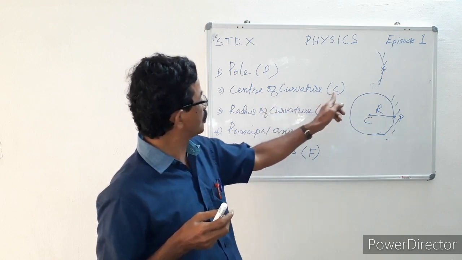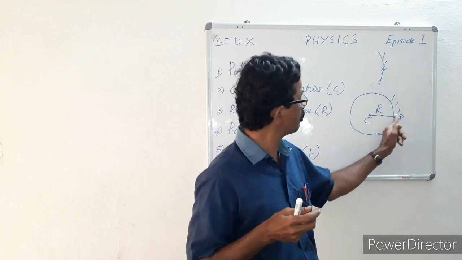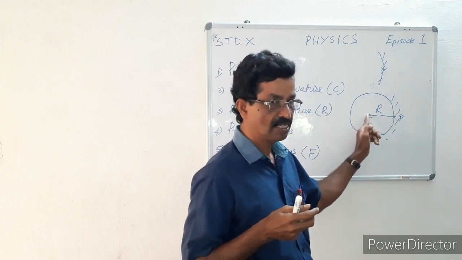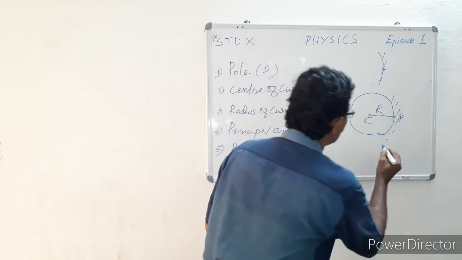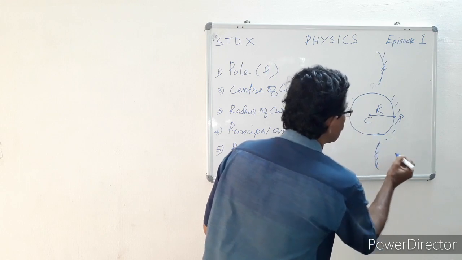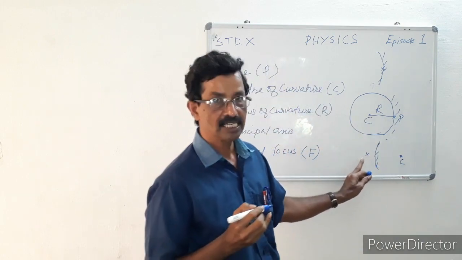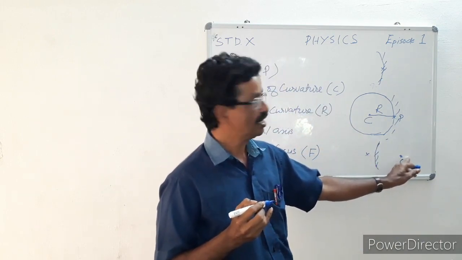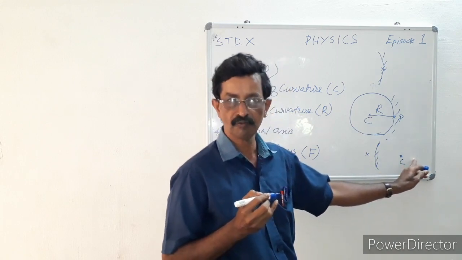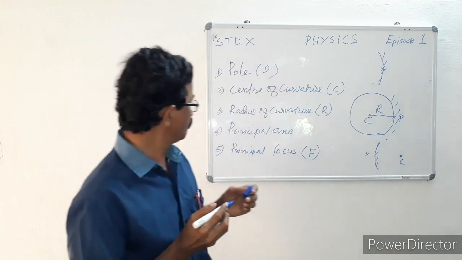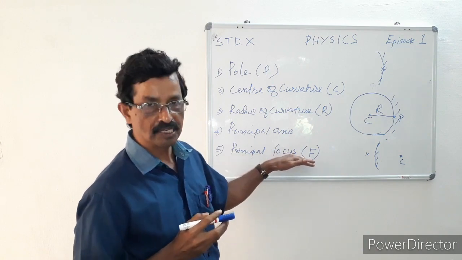You want to remember one more point about the center of curvature. In the case of a concave mirror, the center of curvature is on the same side of the reflecting surface. But in the case of a convex mirror, the center of curvature is here, and here is the reflecting surface. So it is the opposite. In the case of a convex mirror, the center of curvature is on the opposite side of the reflecting surface. Okay. Now we can go on to learn more about the principal focus.